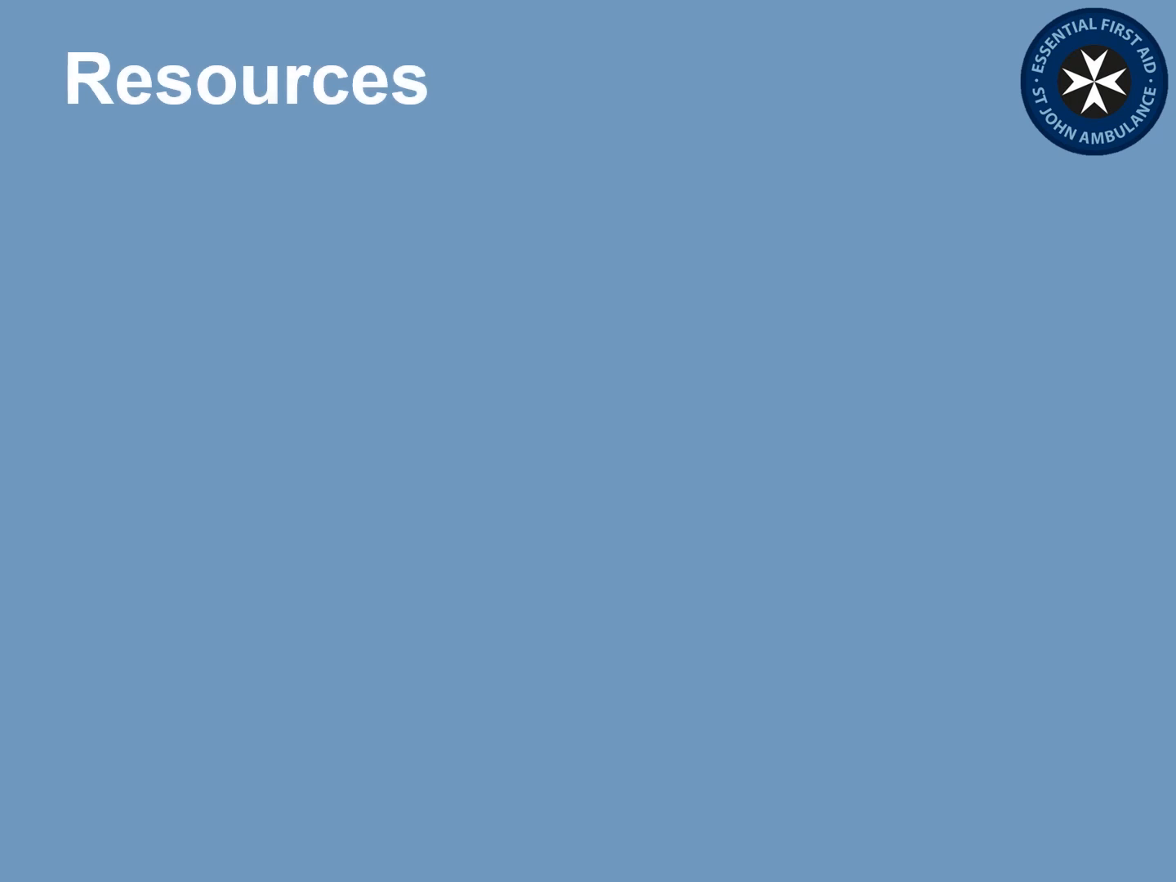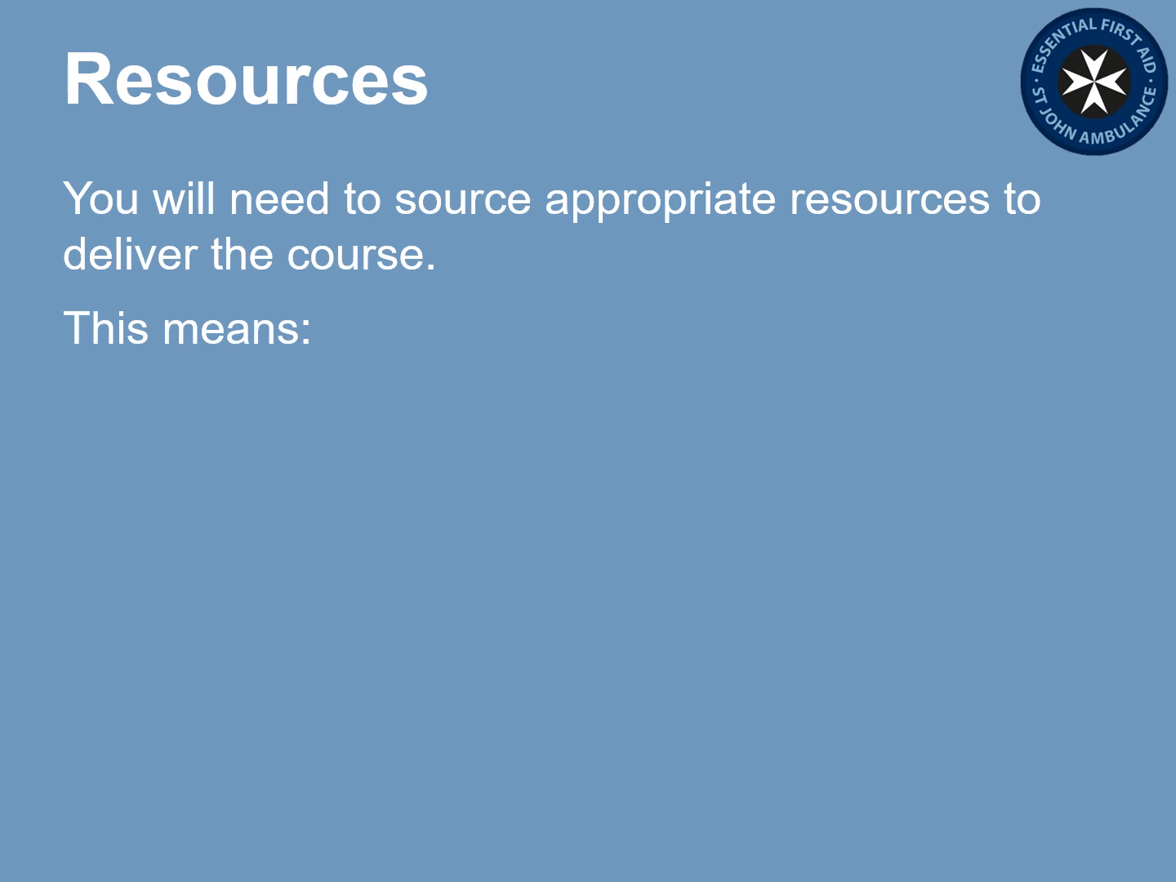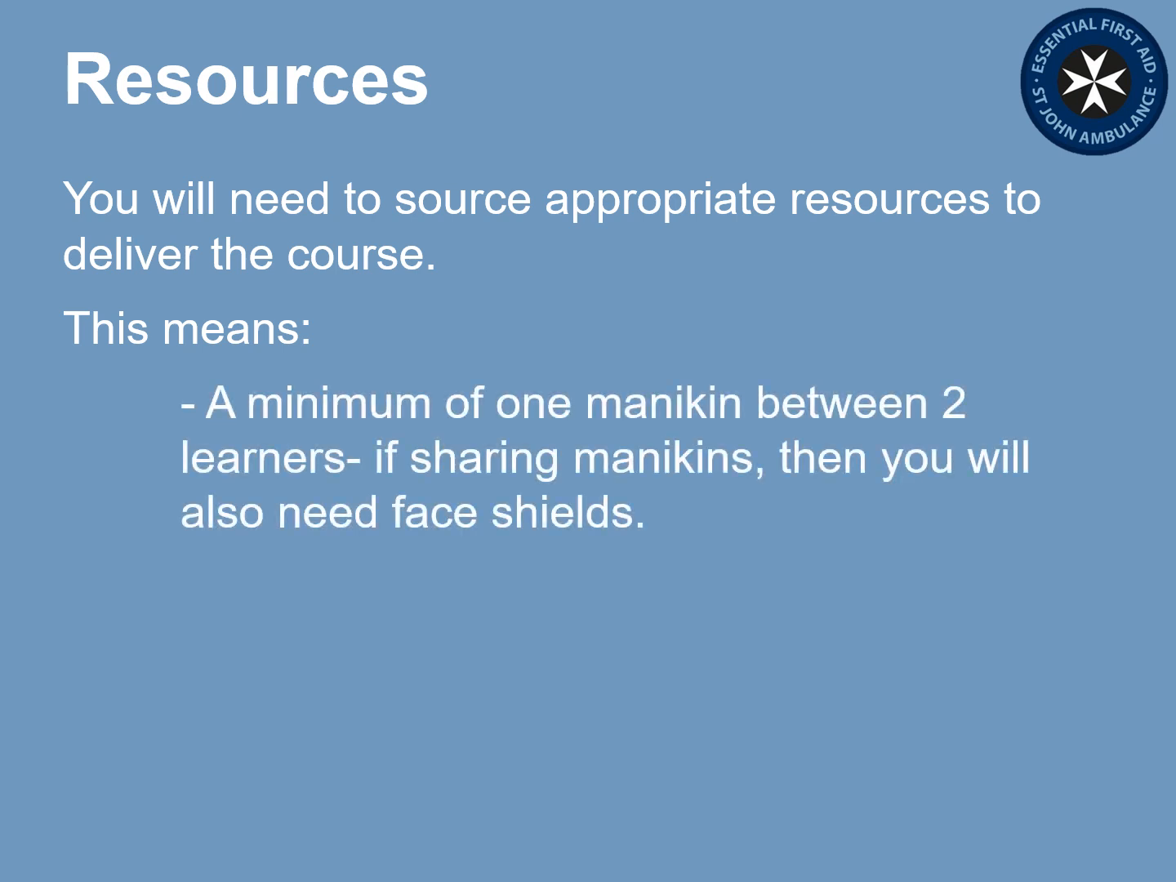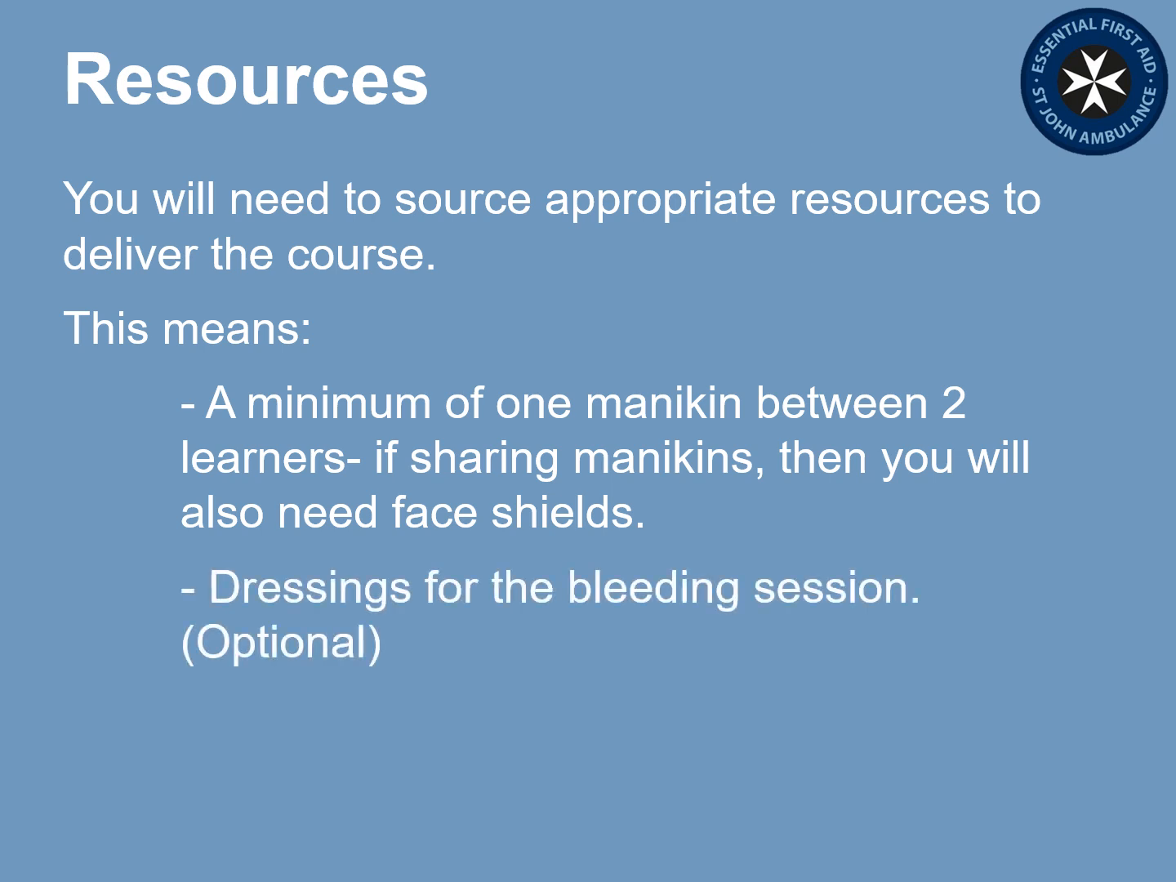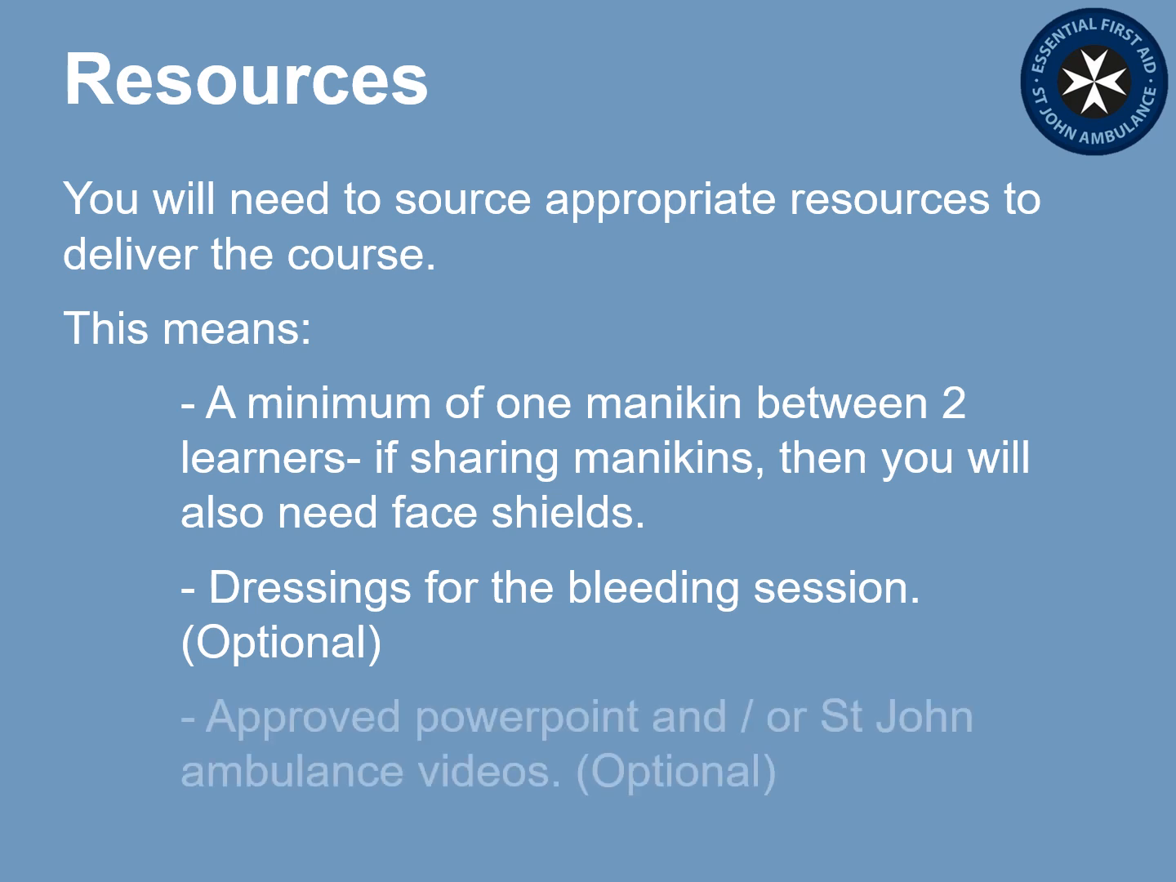You will also need to source appropriate resources to deliver the course. This means a minimum of 1 mannequin between 2 learners. If sharing mannequins, you will also need face shields for hygiene reasons. You may also need dressings, 1 per learner for the bleeding session if you want your learners to demonstrate this skill. There is an approved PowerPoint should you wish to use it, along with St John Ambulance videos. Your Wing First Aid Officer or Deputy will be able to help you gain access to these if you want to use them.